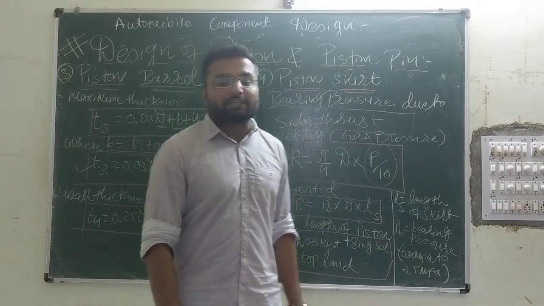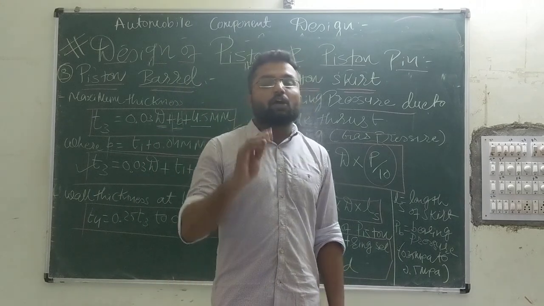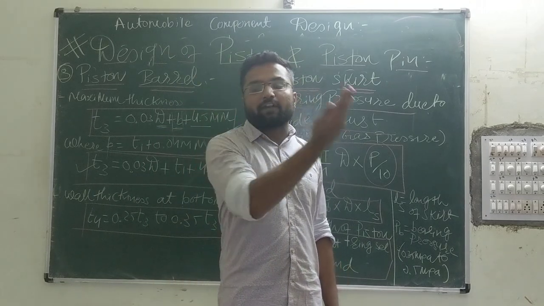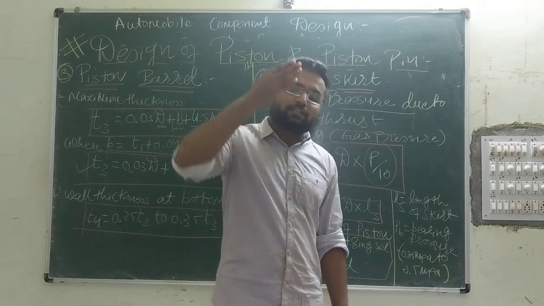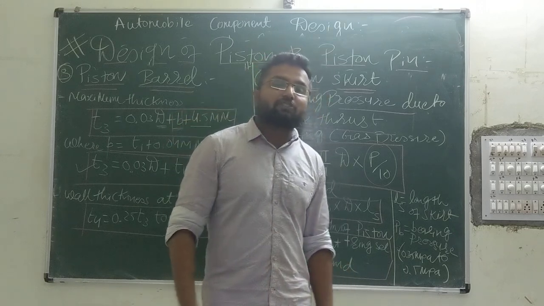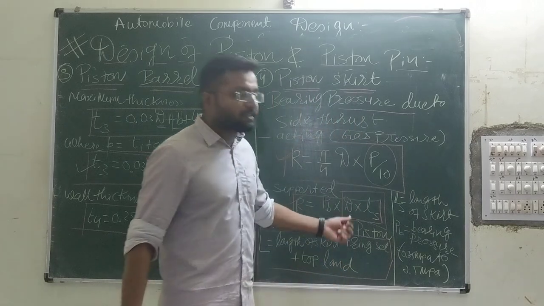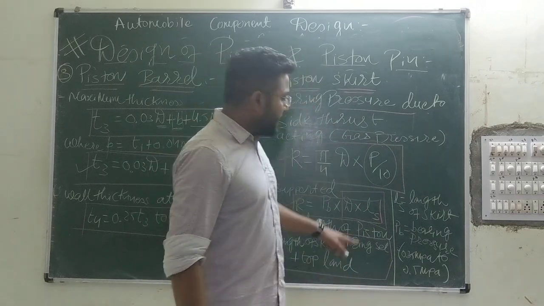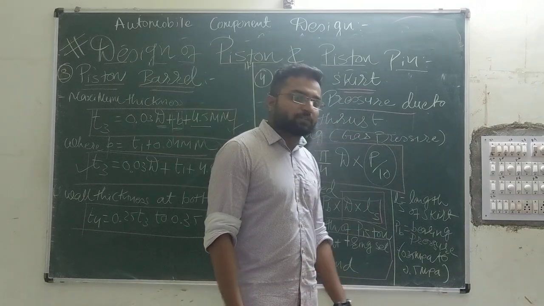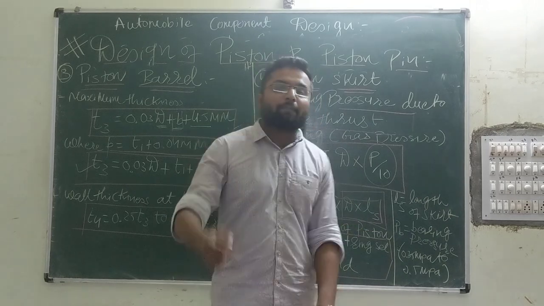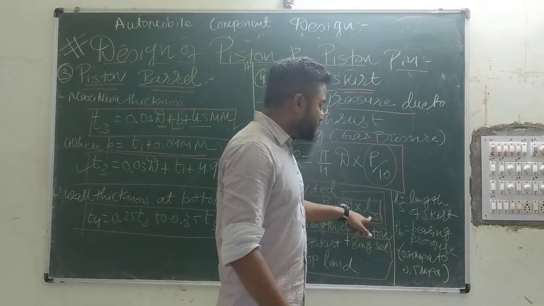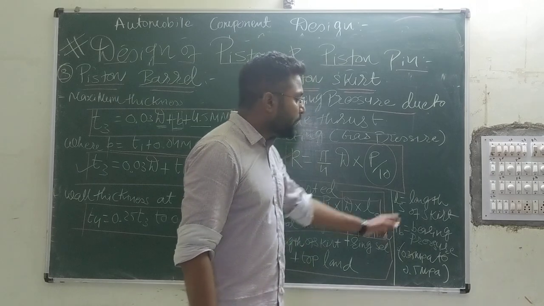What will be the projected area in case of this skirt? The projected area is the periphery into its length. So it is a vertical cross section. It is also represented by D into length of skirt. D is the diameter of the skirt, and L is the length of skirt. Diameter is nothing but the diameter of our piston. LS is represented by length of skirt.